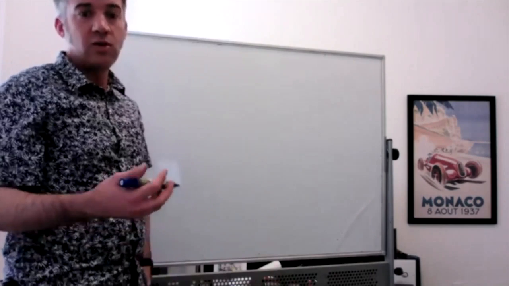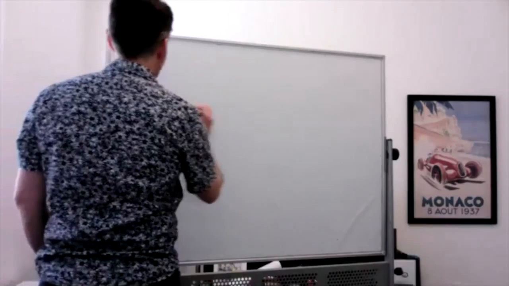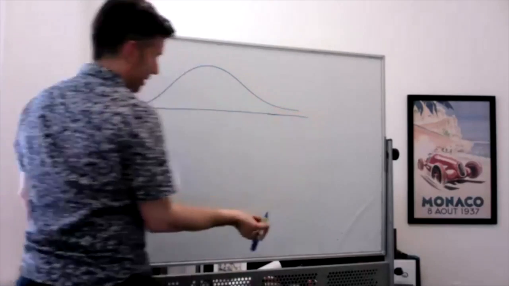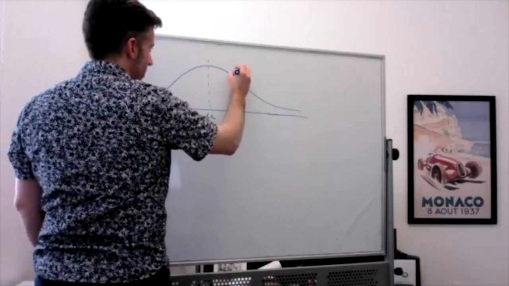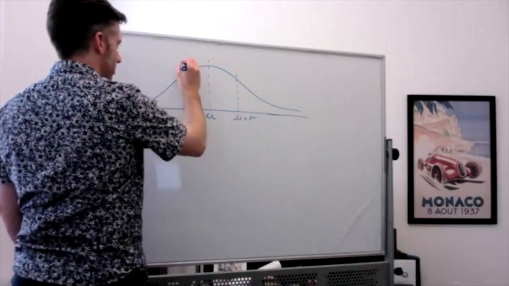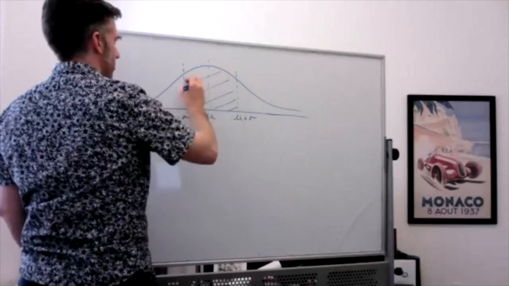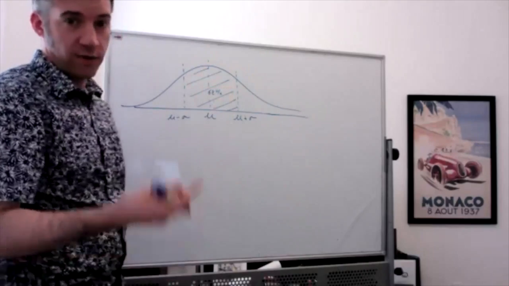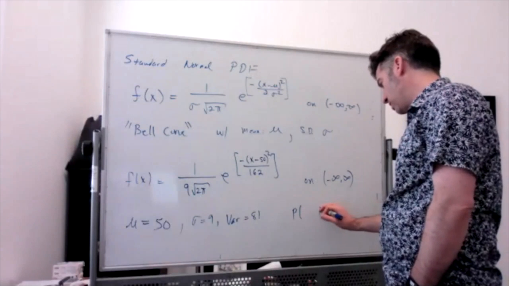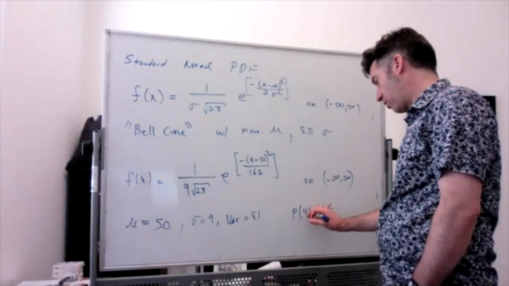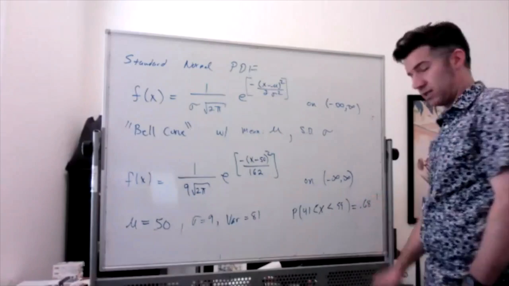But one of the most useful pieces of information about the normal distribution, or the Gaussian or the bell curve, is that it looks like this. The mean is smack dab in the middle. And what we know is that if you go one standard deviation to either side, you get about 68% of all the data. So for this distribution, I could ask, what's the probability that x is between 41 and 59? Well, that's exactly one standard deviation to either side, so I know that's going to be 68%, or 0.68.